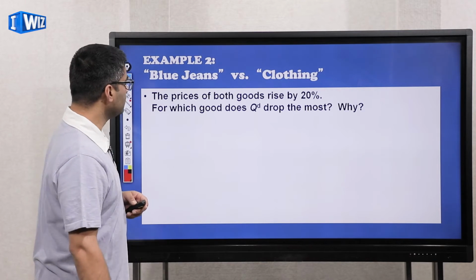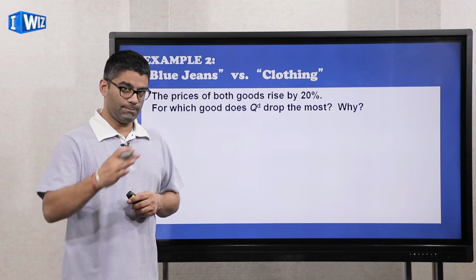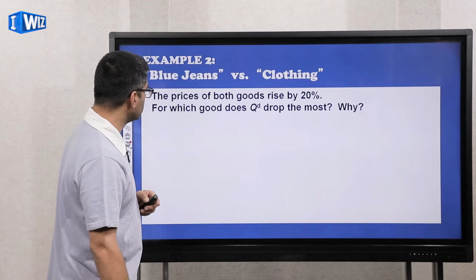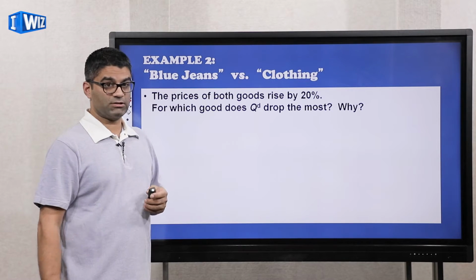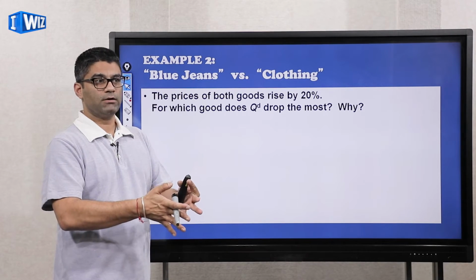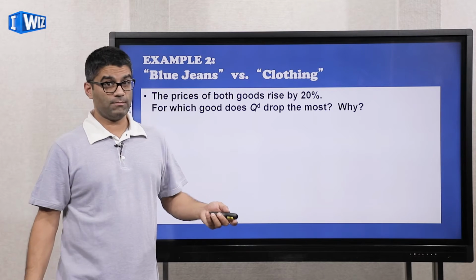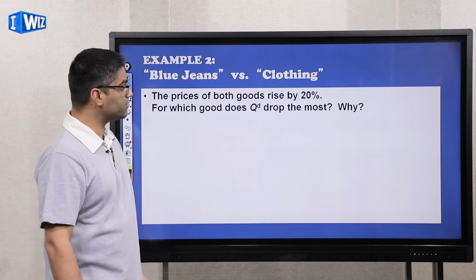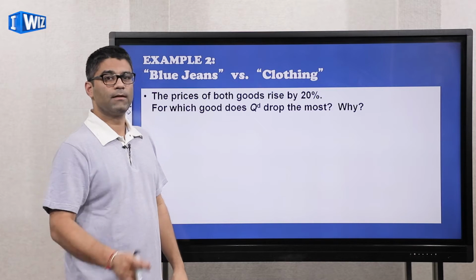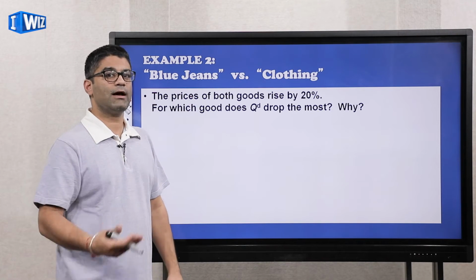Let's do another example, blue jeans versus clothing. Again, pause and come back if you want to try to do it on your own. Blue jeans has lots of substitutes. It's a very narrowly defined market. Clothes is a very broadly defined market. So you should be able to guess that clothing is going to have a very inelastic demand curve and blue jeans is going to have a very elastic demand curve.